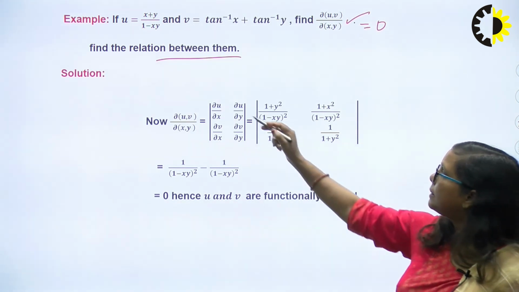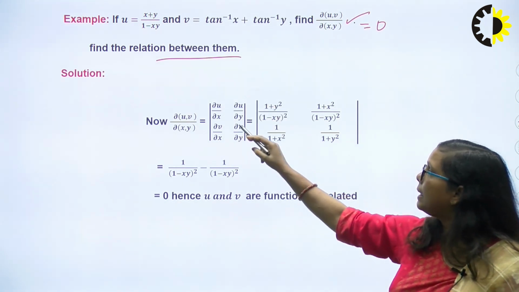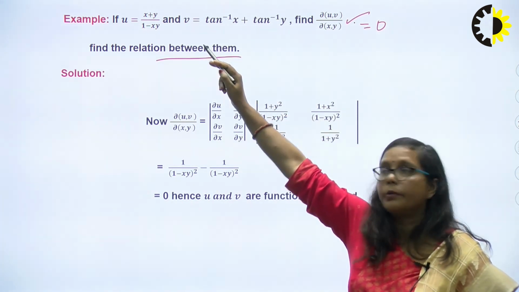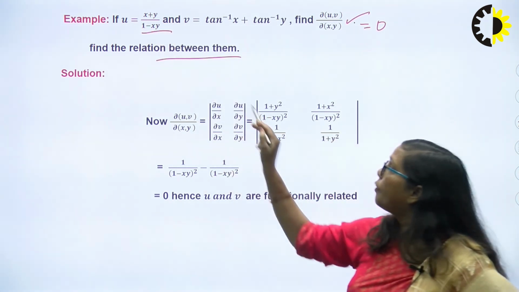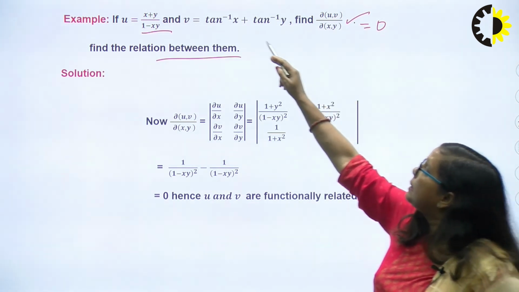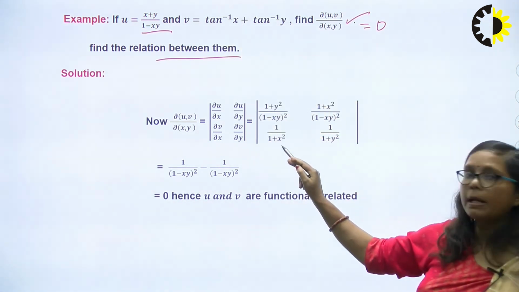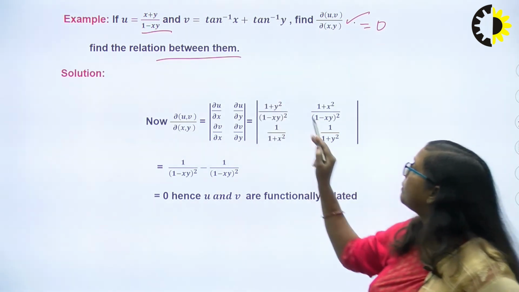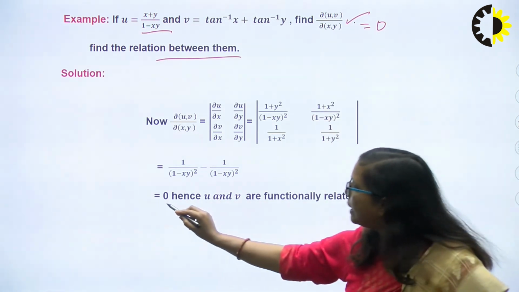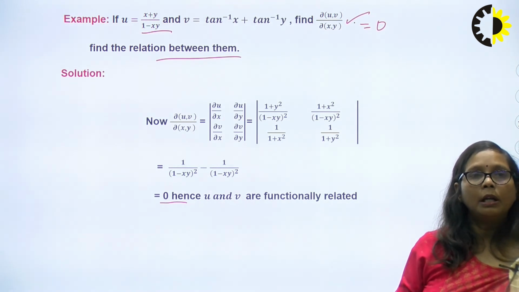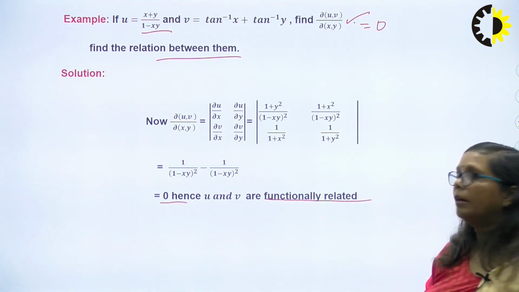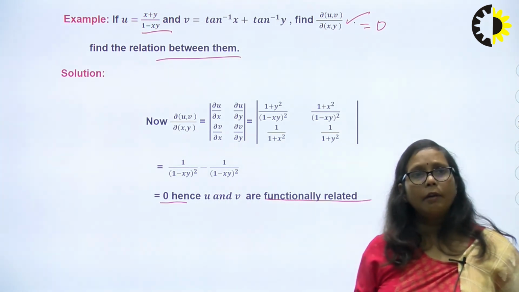Okay. So, we start finding this Jacobian. By definition, I write del u by del x, del u by del y, del v by del x, del v by del y. Find all these partial derivatives one by one. We apply the quotient rule to find these partial derivatives. Taking the partials, del v by del x is nothing but the derivative of tan inverse x, which is 1 by 1 plus x square. For tan inverse y, it's 1 upon 1 plus y square. Solve this determinant. After solving, we get that this value comes out to be equal to 0. So, if this Jacobian is 0, u and v are functionally related. So, they are functionally related.